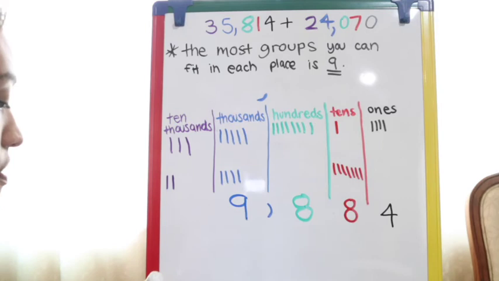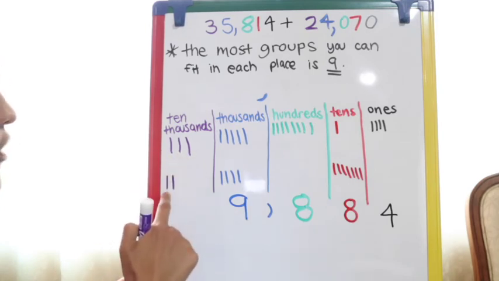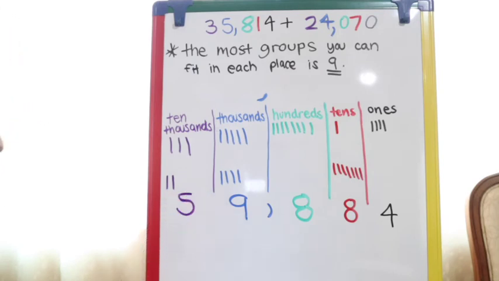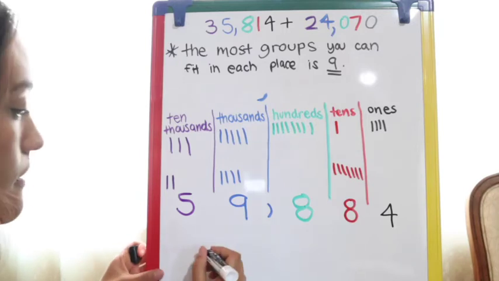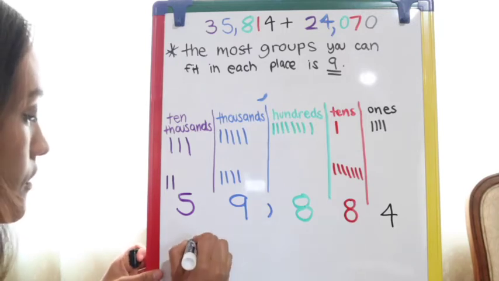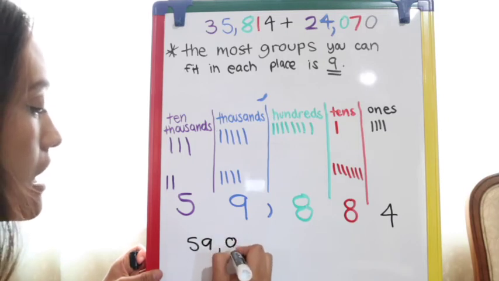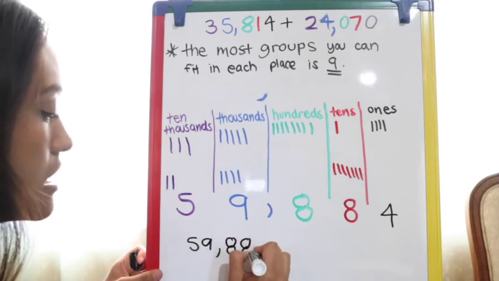Oh, and then our 10,000s. 1, 2, 3, 4, 5. Awesome. So our answer is 59,884.